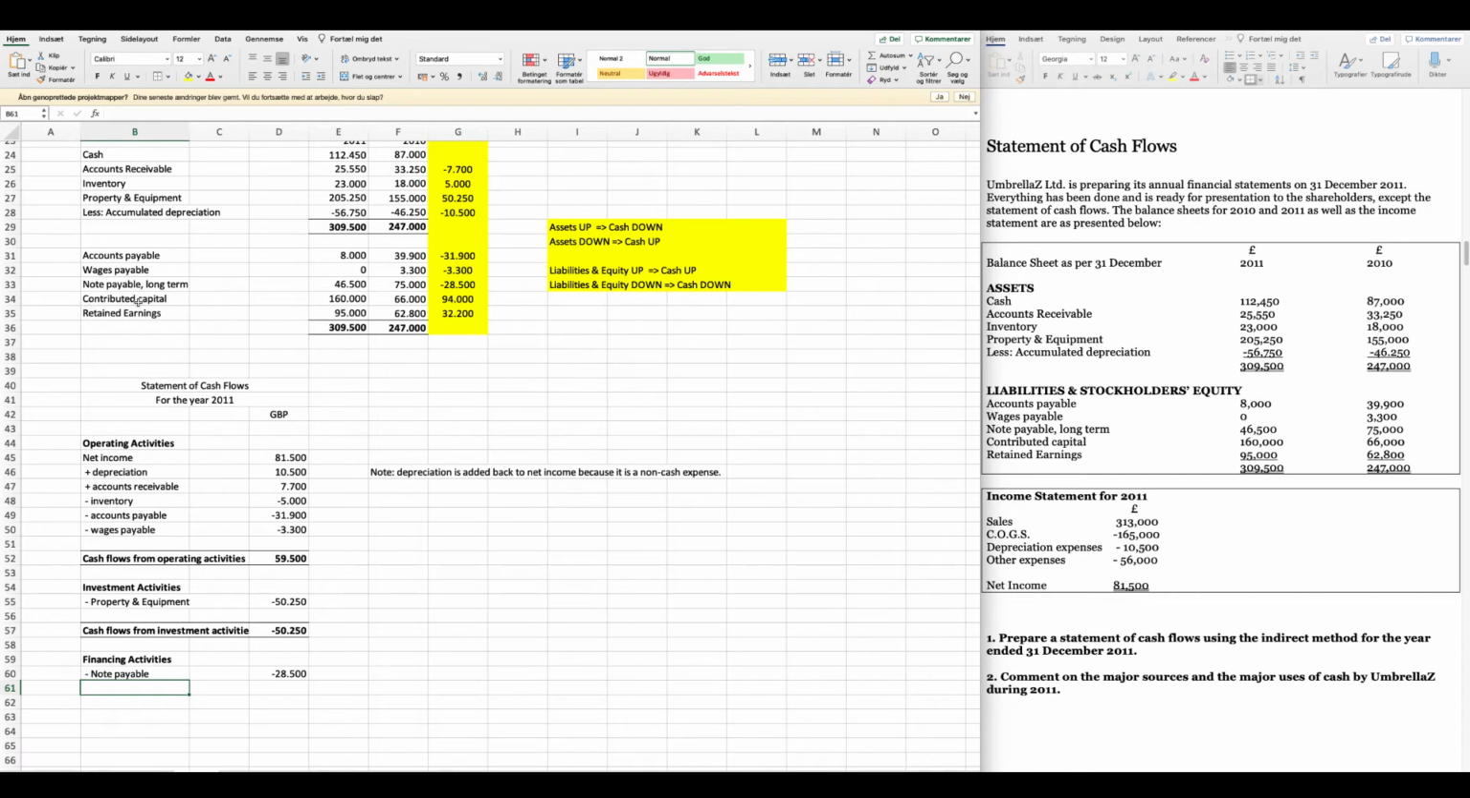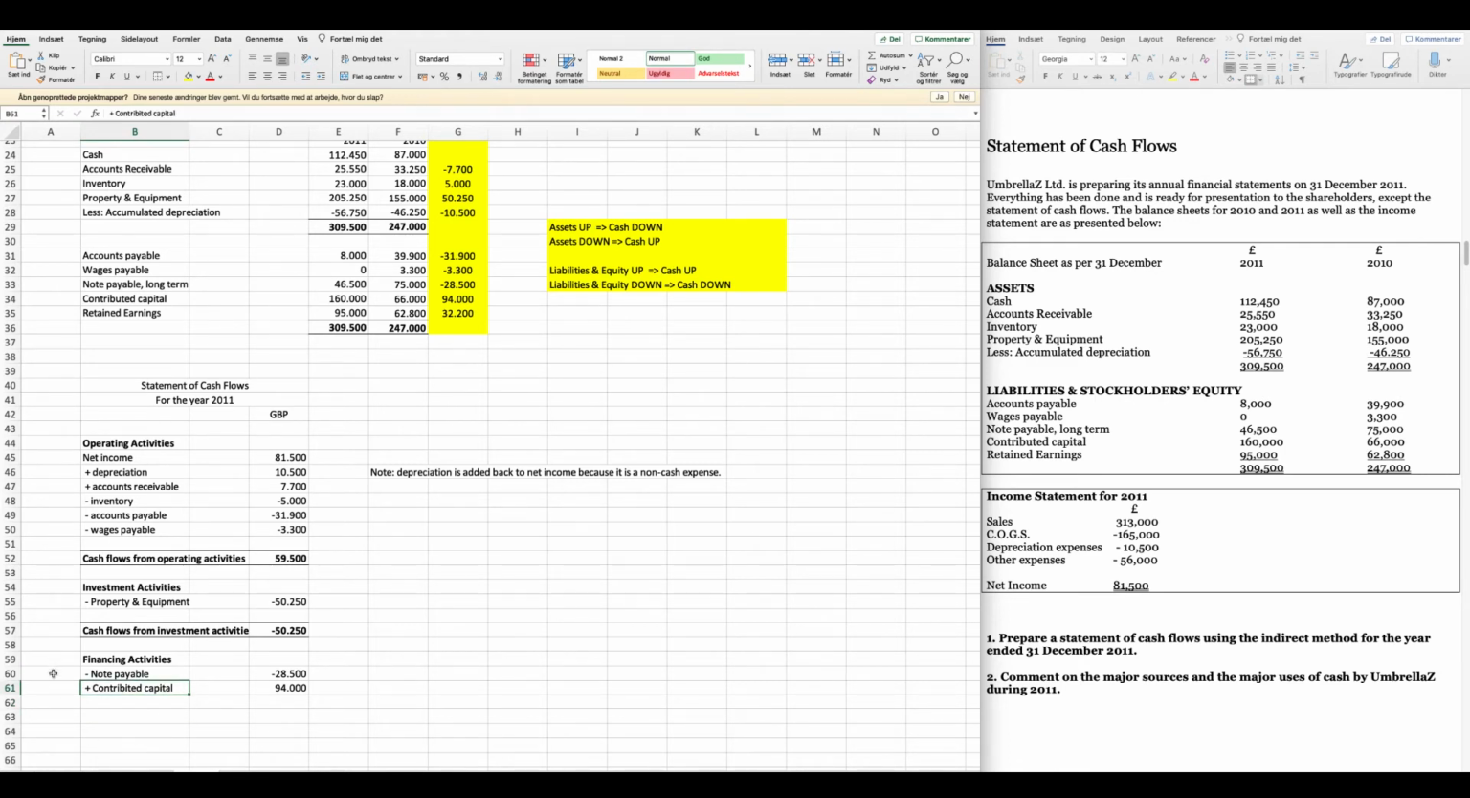Then we have contributed capital. And what you notice is that there is a clear change in that as well. More specifically, it has gone up from 66,000 to 160,000. That corresponds to an increase of 94,000, which we should of course include. And if you recall from our rules here, the way to interpret this is that if equity goes up, it means that cash goes up. And this makes sense, right? Because if contributed capital has gone up, it must be because the investors have paid in additional capital. So that is what has happened here. So we'll just write that here, contributed capital, and the amount, of course, 94,000.